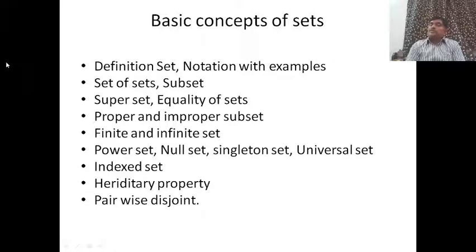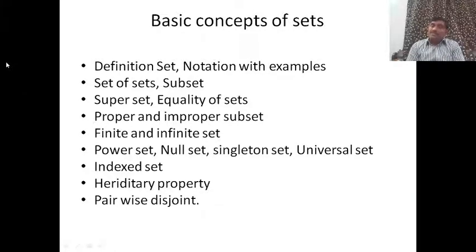What is the first? A set is a well-defined collection of objects. You also know that a set can be represented by capital letters and elements can usually be represented by small English alphabets, a, b, c, etc. Examples you already know: the set of all real numbers, the set of all natural numbers, and there are infinite and finite sets.